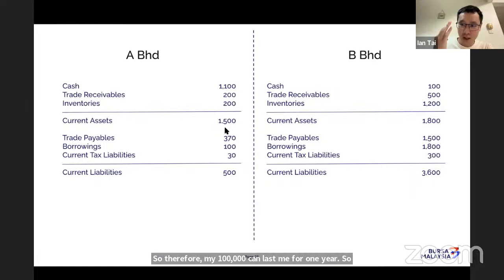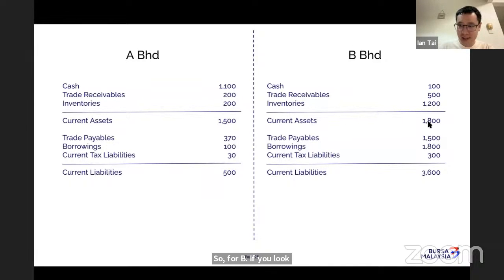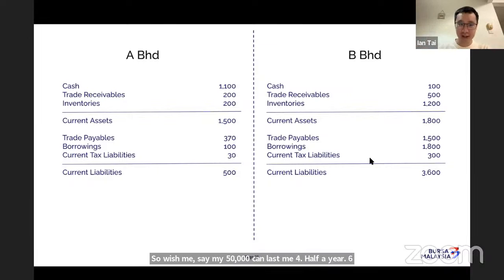So for Aberhard, 3 means 3 tahun, 3 years. It means it has enough resources to last for 3 years. That is what it means. For the other Aberhard, if you look at it, current asset 1,008, current liability 3,006, it means my annual expenses are 100,000, but I only have 50,000 in my bank account. So my 50,000 can last me for half a year, 6 months. Very long-winded, but that is the gist of the meaning of current ratio.